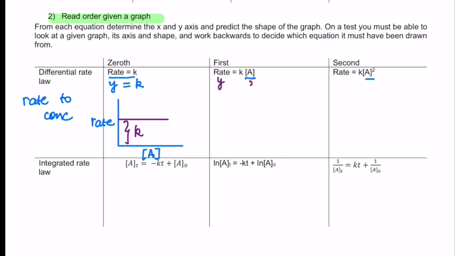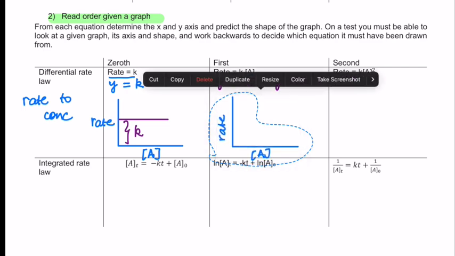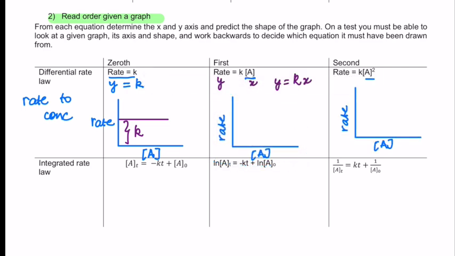For a first order reaction, if this is still y, this is x, so this equation looks like y equals kx, which is your y equals mx equation. And then again, the graph would look like your y-axis would have rate, x-axis has concentration. So the graph here is y equals kx. So I get a straight line, and in this case, the slope is k.